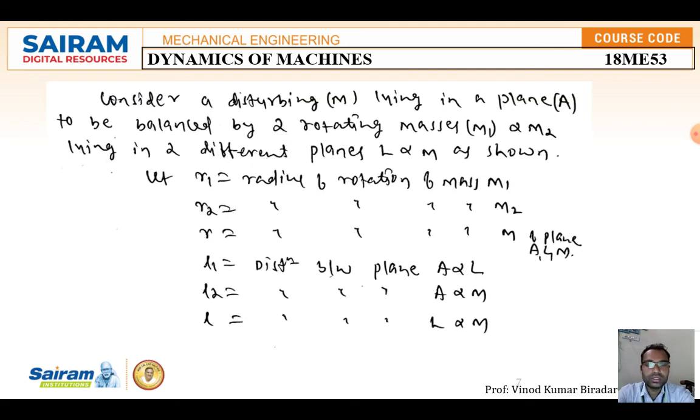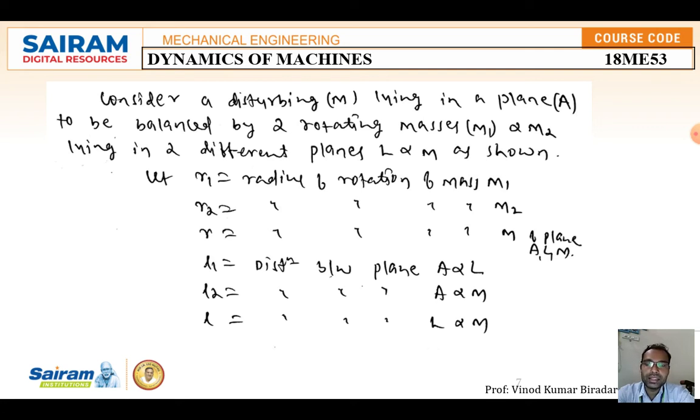Next, let us resolve these cases. Consider a disturbing mass m lying in a plane A, to be balanced by two rotating masses m1 and m2. In the question, a single mass rotating in a plane is balanced by masses in two planes. So m1 and m2 are fixed to make it balanced, lying in two different planes L and M as shown.